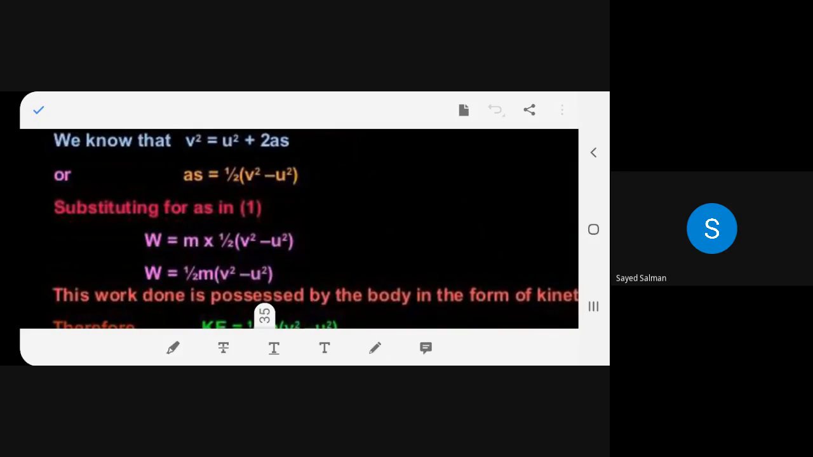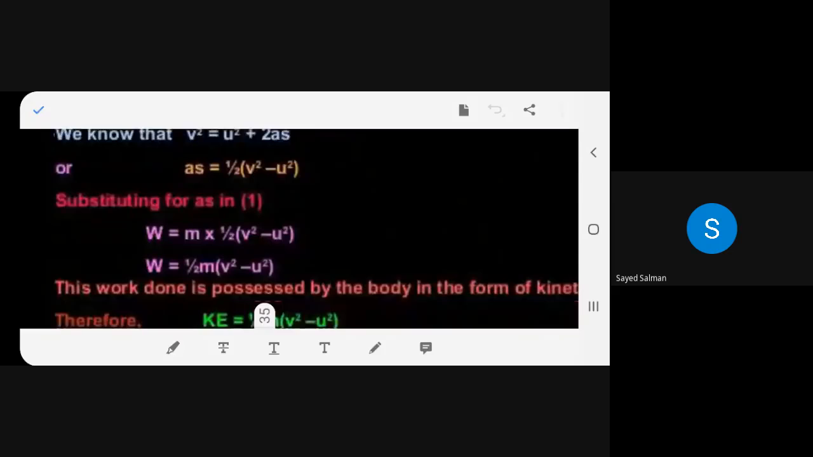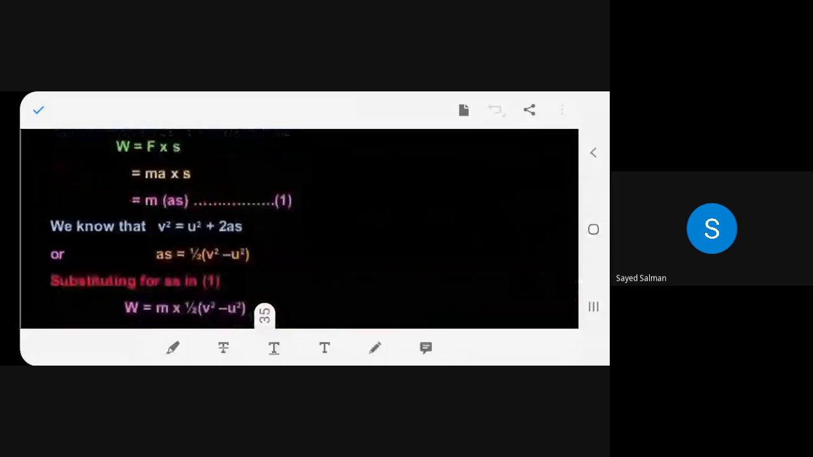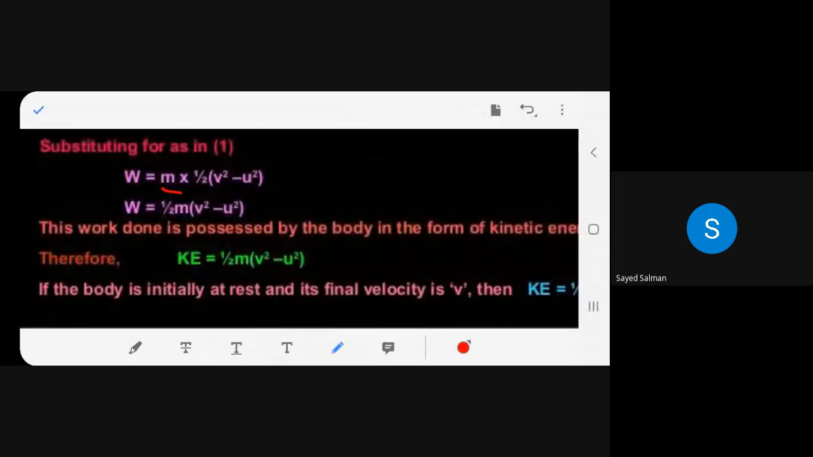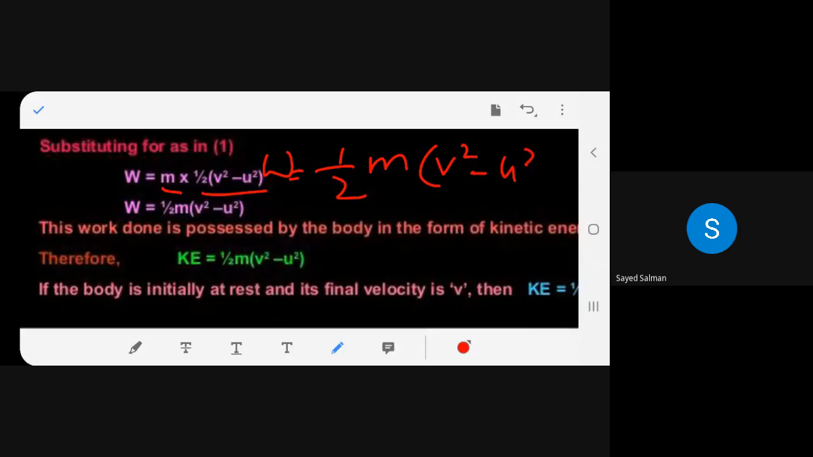Now I'm going to put the value of as in W is equal to m into as. So what I do? M remains as such. Instead of as, we have put half v square minus u square, right? So take out half. W is equal to half, what I will put over here? M, v square minus u square. Understood? So this half we have taken out and placed m as it is and then in bracket v square minus u square.